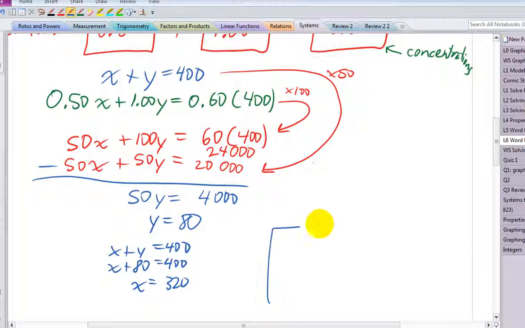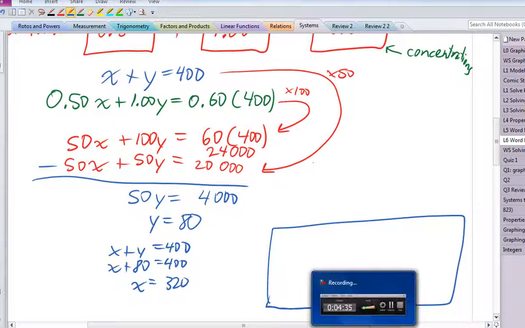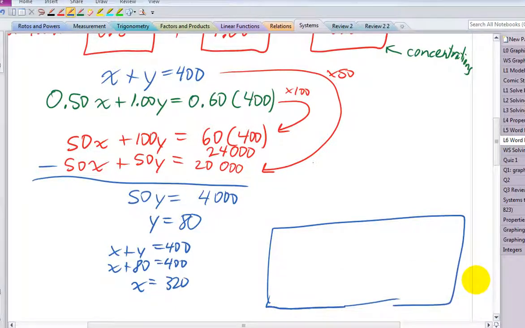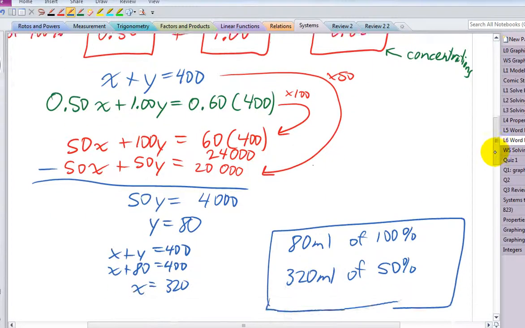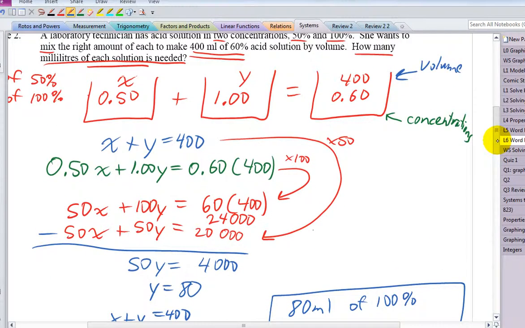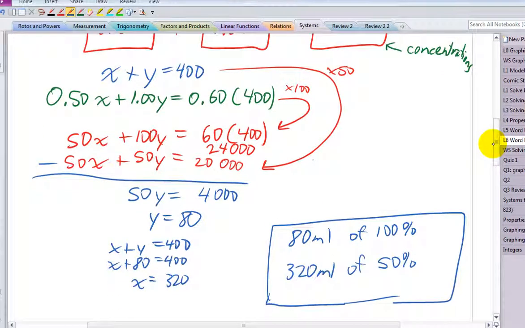Answer the question in a box, please. Make sure you look at your legend to help you. So we get 80 milliliters of 100% solution and 320 milliliters of 50% solution. Or did I get that the other way around? Nope, that's right. Okay, it doesn't matter which one you put first, that's okay as long as you got them both.